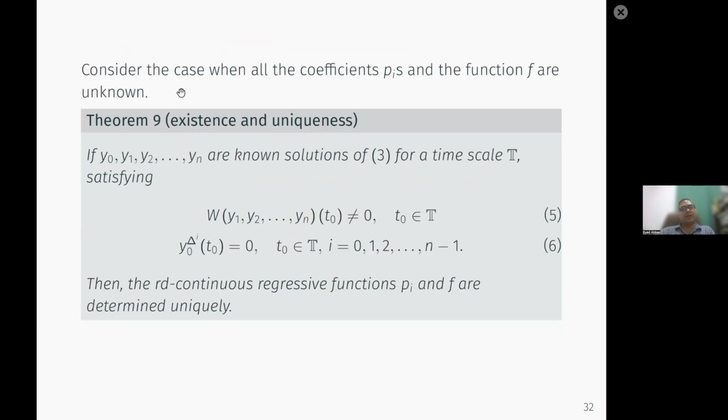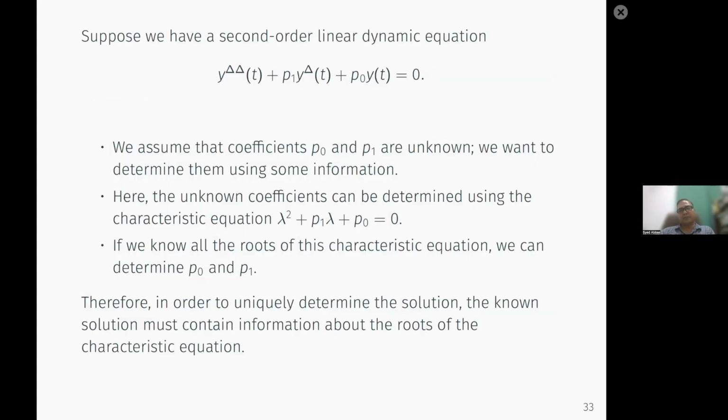And now we consider the case when all the coefficients p_i and the function f are unknown. In this case, this is the existence and uniqueness result. So if y0, y1 to yn are known solutions of our problem for a time scale T, satisfying these relations, that the Wronskian, where W denotes the Wronskian, W of y1, y2, ..., yn at t0 is non-zero, and W_i delta at t0 is 0 for i = 0, 1 to n minus 1, then the rd-continuous regressive functions p_i and f are determined uniquely. So this is the result.